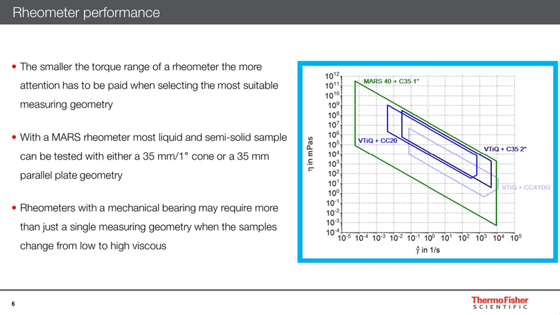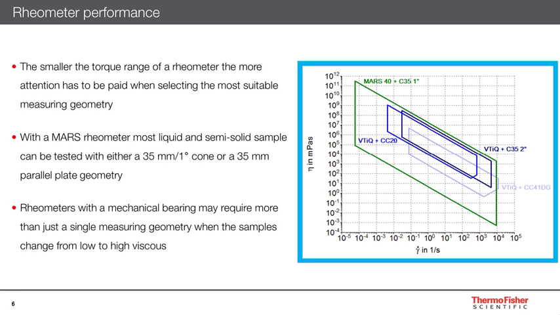The green parallelogram represents the measuring range of a rheometer equipped with an air bearing and a 35 mm 1 degree cone and plate geometry. The measuring range is so big that most liquid and semi-solid samples can be tested with this setup.